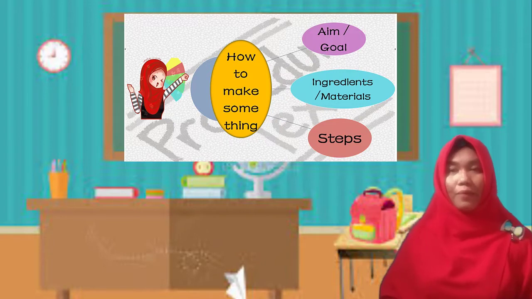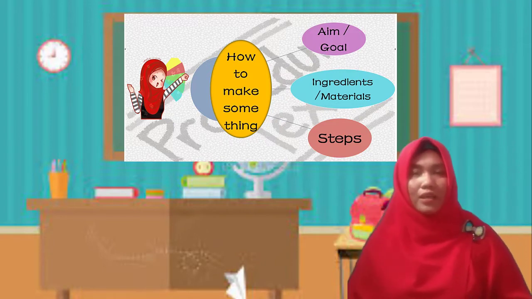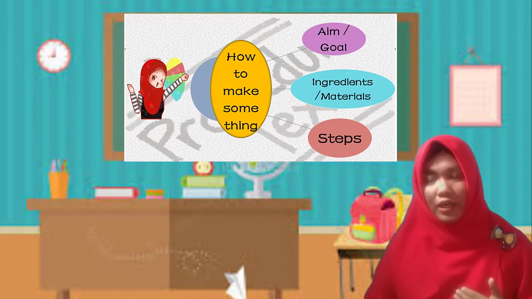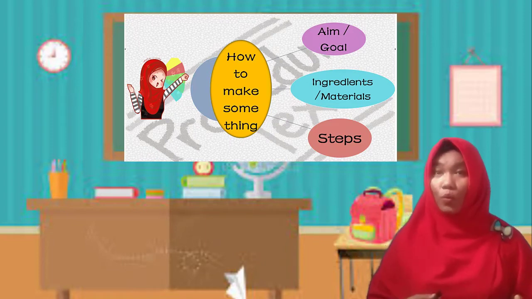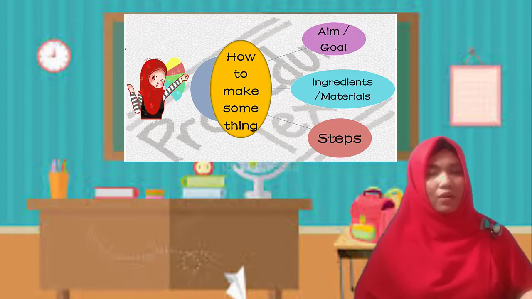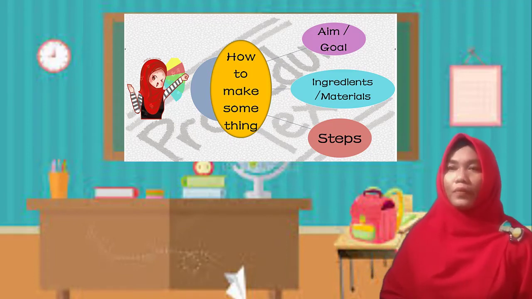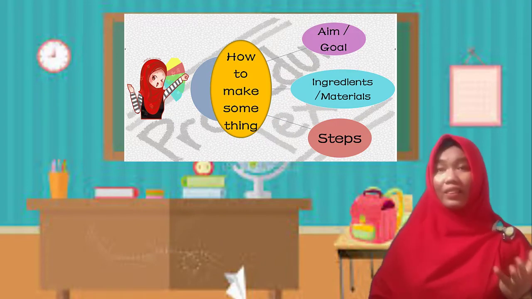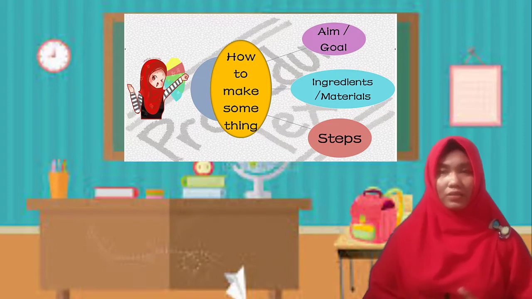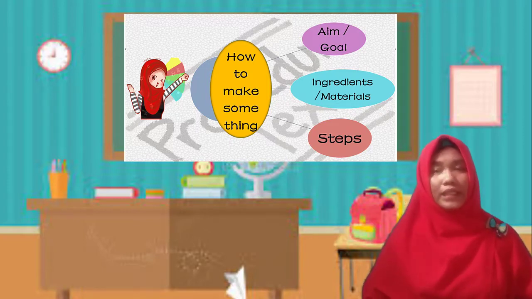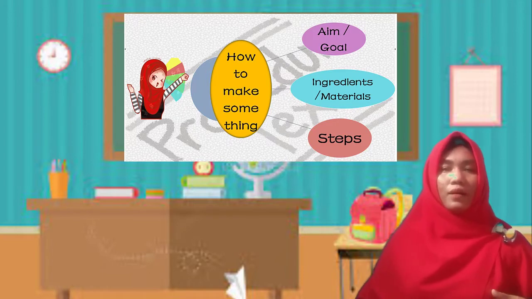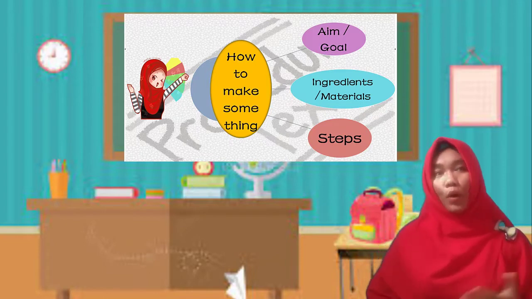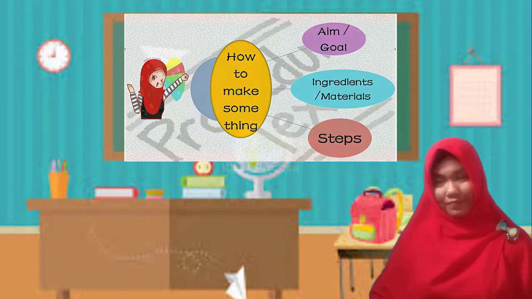The third one is steps. Of course, in this step, we know that there are what we call connective words and the common words. Connective words are something like first, second, then, and then, finally, and etc. And the common words are, for example, put, stir, mix, pour, or boil, and etc.